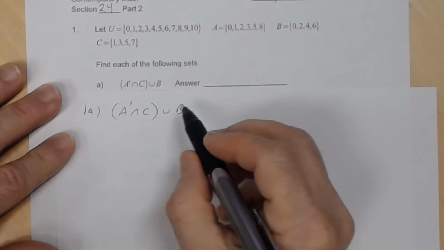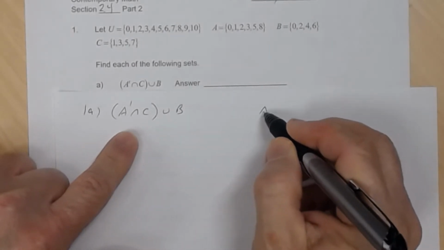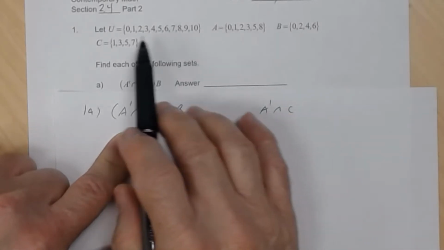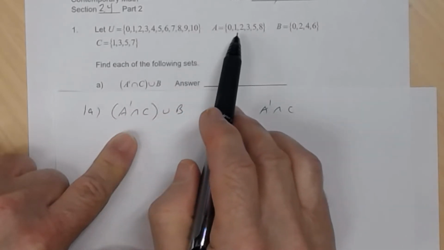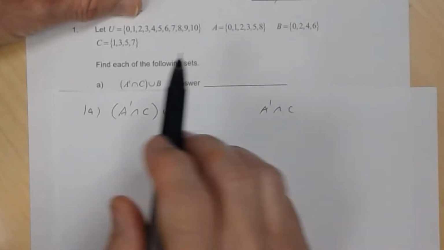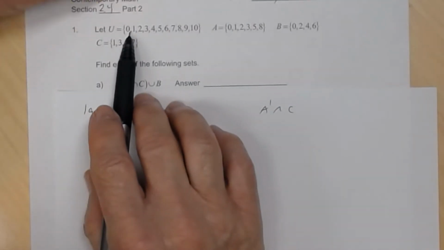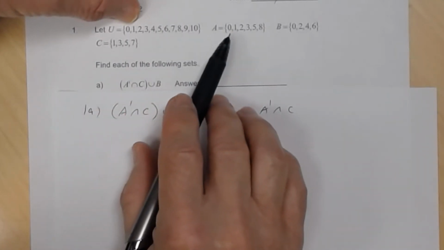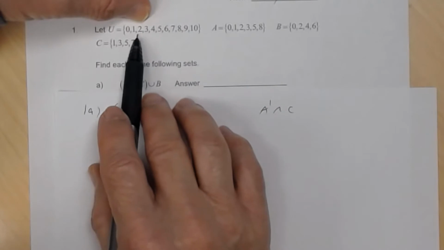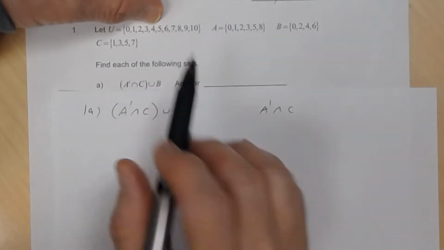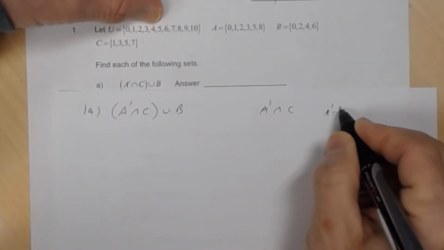Okay, so remember you do what's inside the parentheses first, so let's look at A complement intersects C. Remember, A complement means every element in the universal set that's not in A. So if I look at the universal set, here's A right here. I have 0, so I don't use it. I have 1, I don't use it. The universal has 2, it's already there, so I don't use it. 3, I don't use. 4, I use. So A complement would be 4.